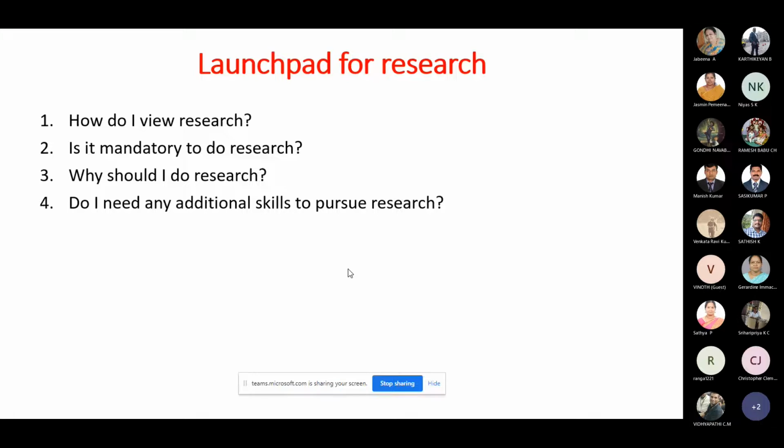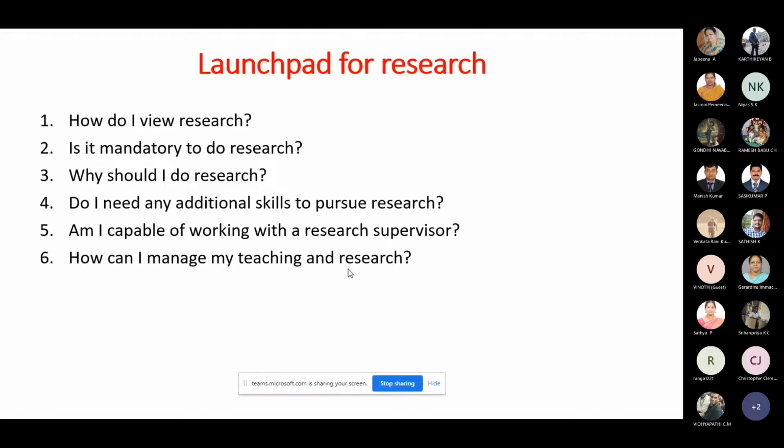We have to ask, all of us must ask ourselves, are we eligible to do research? Am I capable of working with a research supervisor, especially in an academic environment or any other research forums? Of course, a research supervisor is mandatory, and the candidate who is pursuing research, both entities are mandatory, right? The person doing the research and the person who is guiding the research. Am I capable of working with a research supervisor, right? How can I manage my teaching and research? Of course, I'm interested in these questions because I'm addressing an academic gathering here.